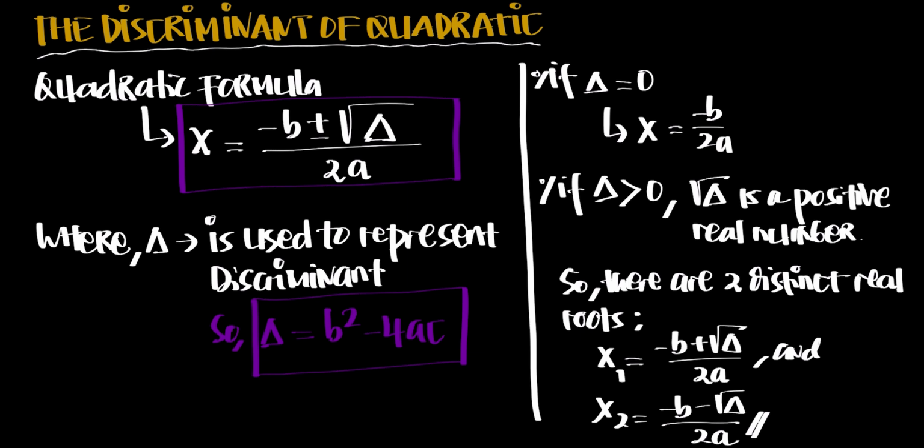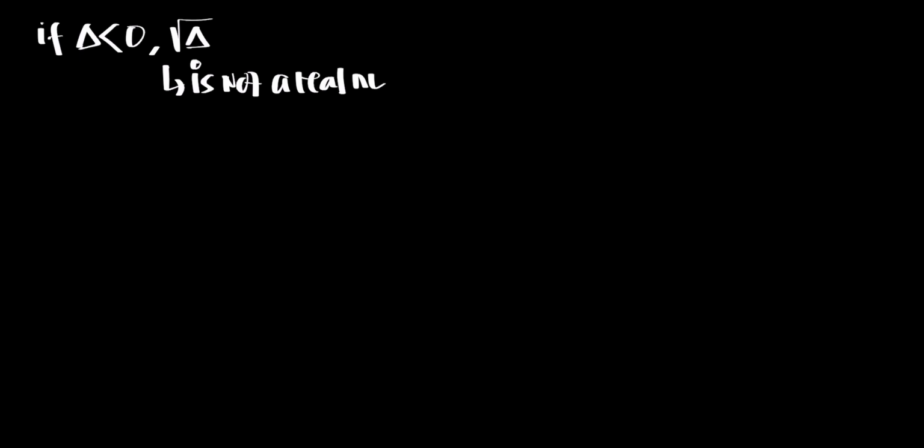And what next? Next, if delta is less than 0, then the square root of delta is not a real number. So if it is not a real number, what does it mean? There are no real roots.